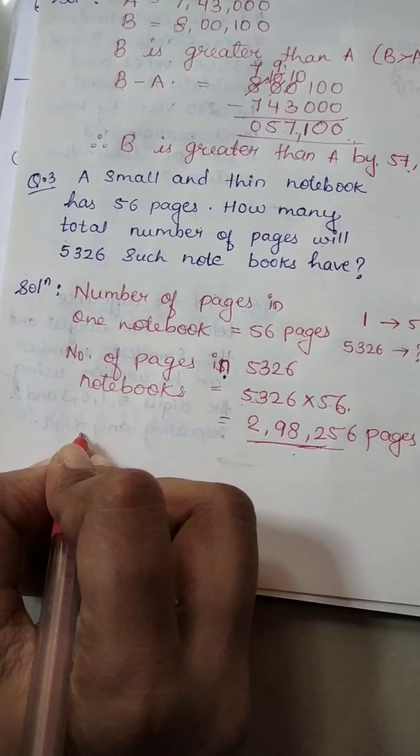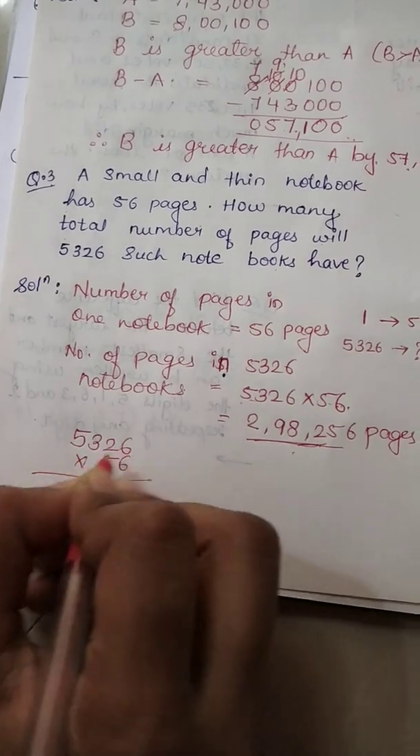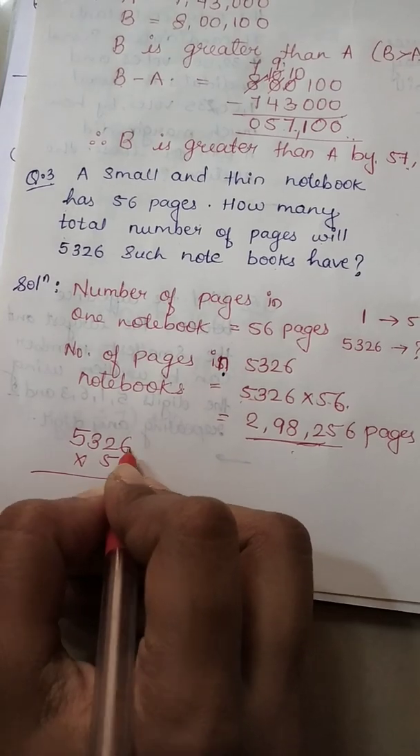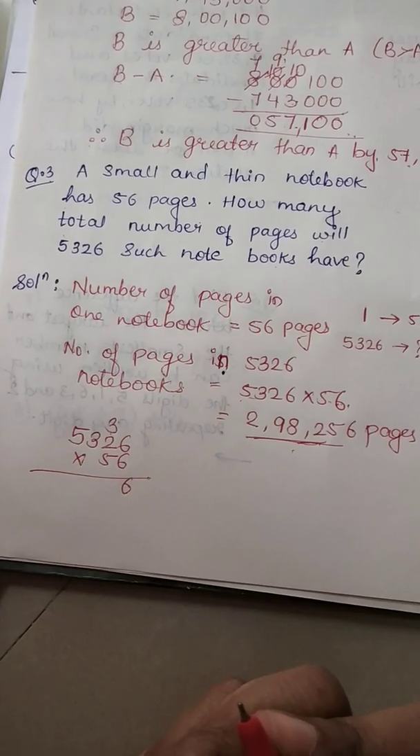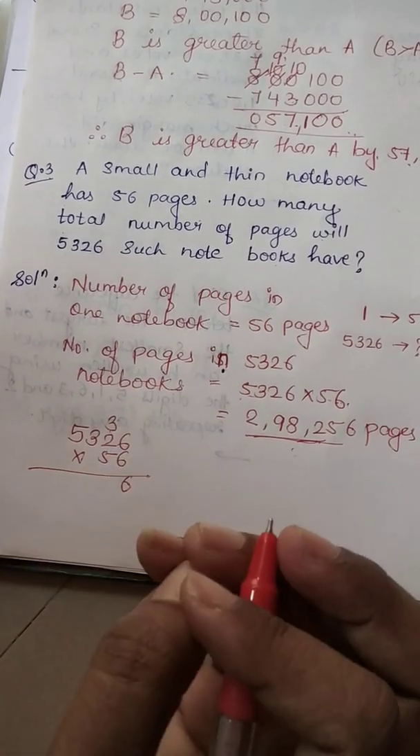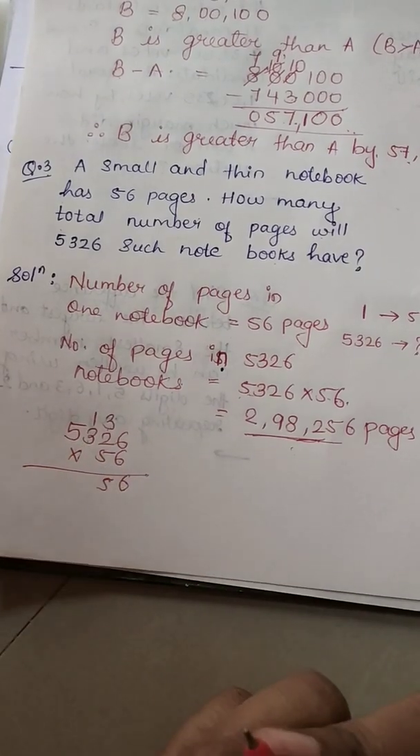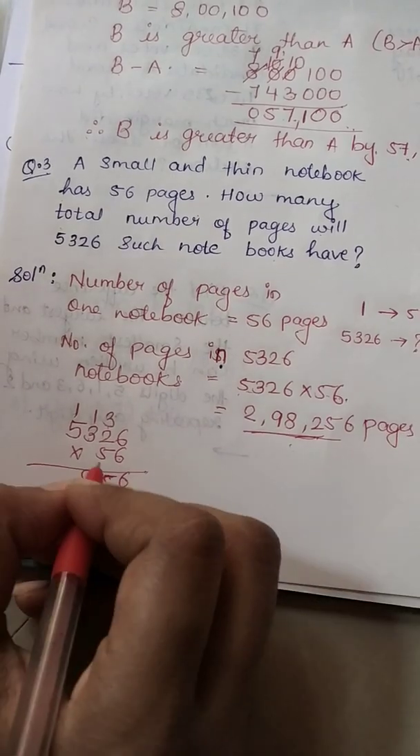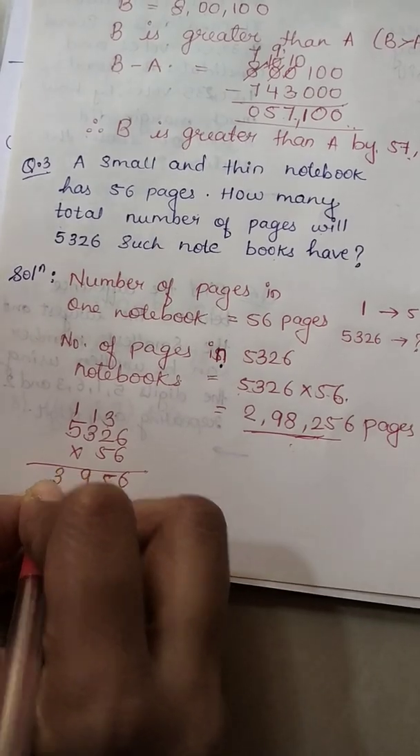So I'll write the format. 5326 multiplied by 56 this way. Multiply each number like 6 6s are 36. Okay, 3 up, 6 down. Then 6 2s are 12, 13, 14 and 15. So 5 down, 1 up. 6 3s are 18 plus 1, 19. 1 up, 9 down. 5 6s are 30, 30 plus 1, 31.